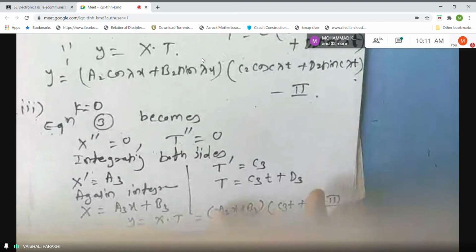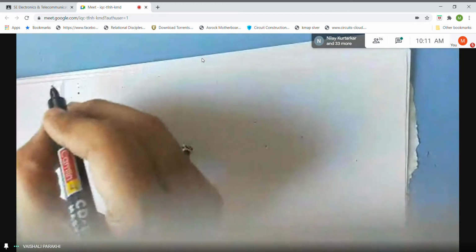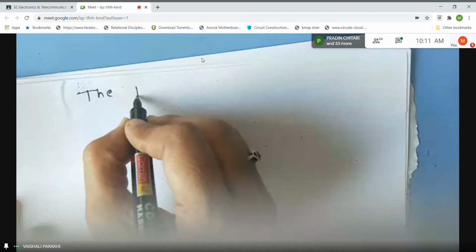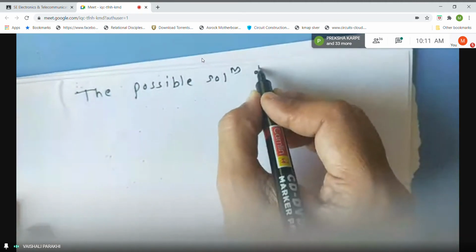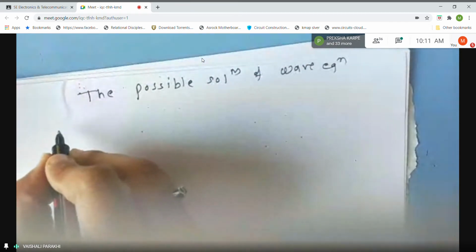Okay. Now you got three sets of equations, like we have given Roman equation 1, 2 and 3. So let me write all the equations here. So we got various solutions. So the possible solutions of wave equation are like this. What is the first Roman equation?